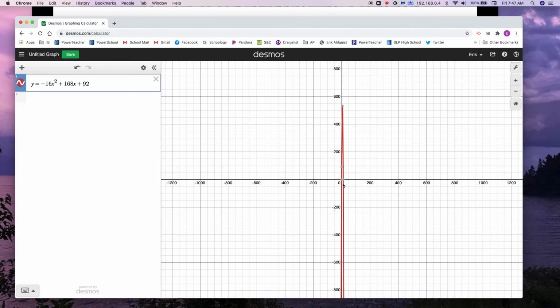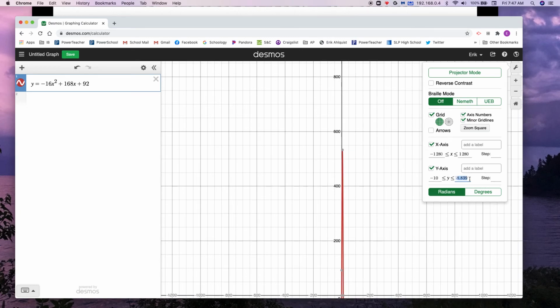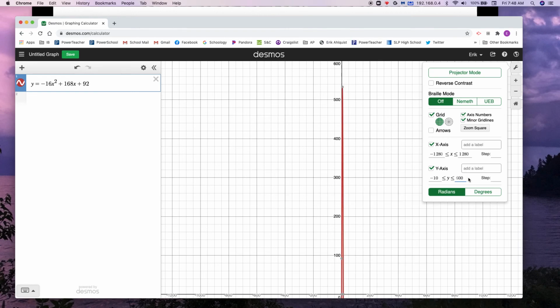Well, we can adjust this window. Notice that if you hover over these points, it gives you those points that we're talking about. The two intercepts, the y-intercept, and the vertex. If you wanted to make it look a little better, we could say, wow, it went all the way up to 533. So let's make our y values right here go from maybe negative 10 so we can see the bottom of it, and let's make it go up to 600. Okay, so that's that.